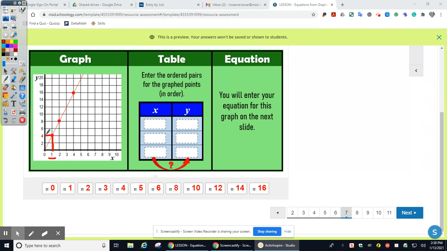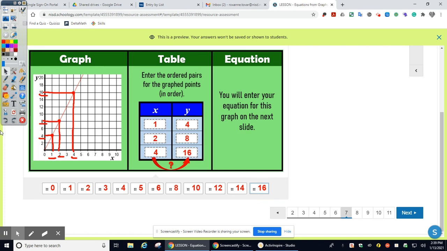So when x is 1, y is 4. So in the first, I'm going to put my 1 and 4. Then I'm going to go to my next dot. When x is 2, y is 8. So I'm going to put in 2, 8. Then I'm going to go to my last dot. When x is 4, y is 16. So I'm going to put in 4 and 16.